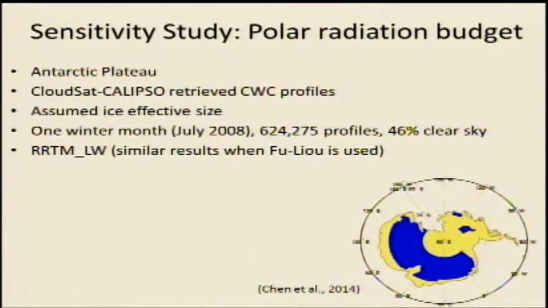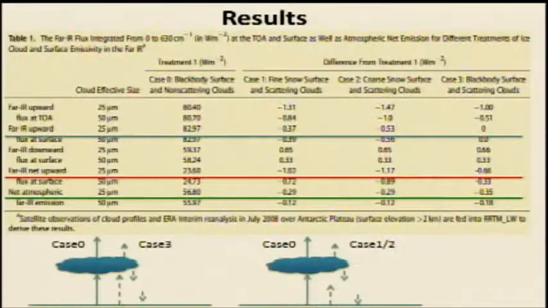So the question we are interested in is not just the sensitivity for one individual cloud profile, but rather the monthly mean radiation budget here. And we use the radiative transfer model developed by AER, the RRTM-LW, and this one can handle both the scattering and the surface spectral emissivity. And actually, we did all the calculations using the Fu-Liou code as well. The bandwidth is not exactly the same, but the general results are all similar. So basically, this is the table which summarizes what we see there.